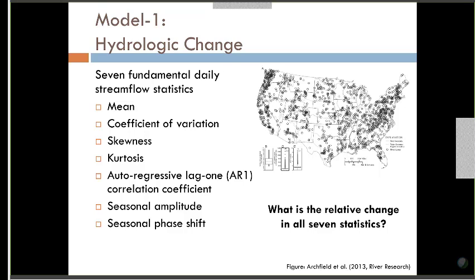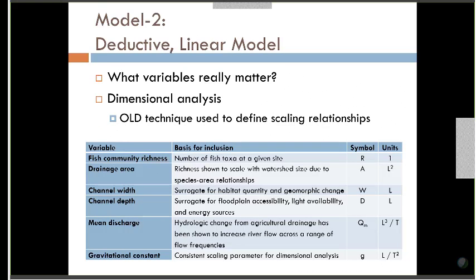Our second model, again, focuses on a deductive linear model and on this idea of can we identify the mechanisms that really matter or the variables that really matter.